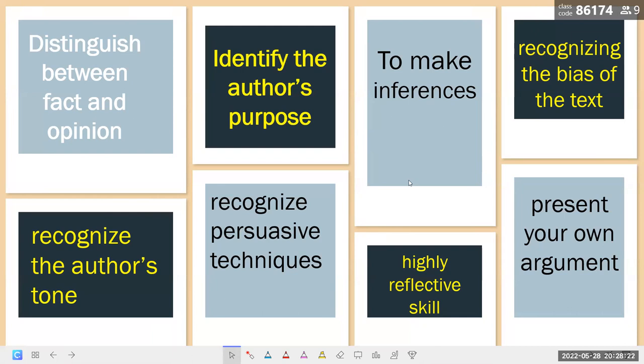Number five, recognize the author's tone. So, unsa ang iyahang tone sa iyang message? Is it angry or is it happy? Is it lonely? Muna ang tone.